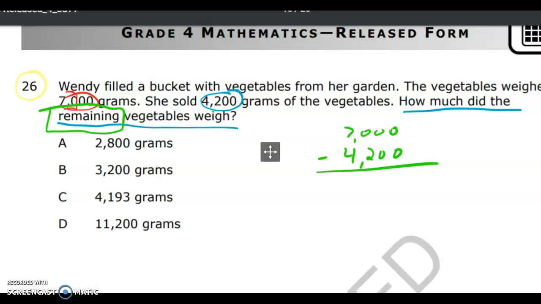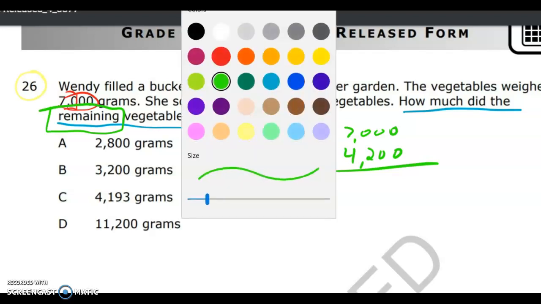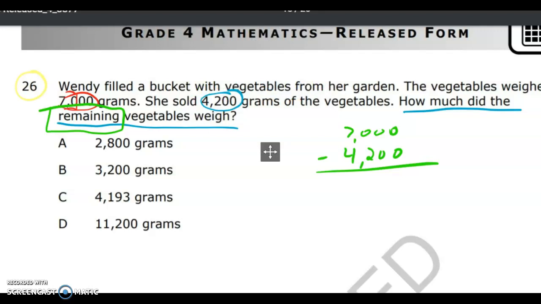All right, so we got that set up, and just make sure that you have the place values lined up properly. The ones above the ones, the tens above the tens, hundreds above the hundreds, and the thousands above the thousands. Otherwise, it will get confusing for you. So when we do this problem, as always, we're going from right to left. All right, so here we're starting on the right column in the ones place. 0 minus 0 is 0. Okay, 0 minus 0 in the tens, also 0.